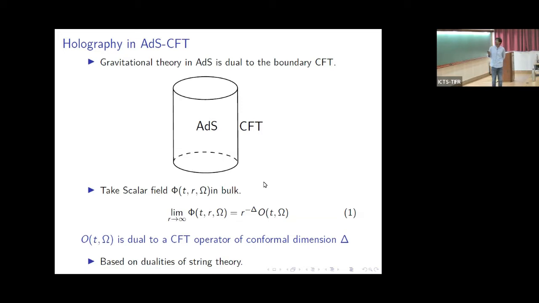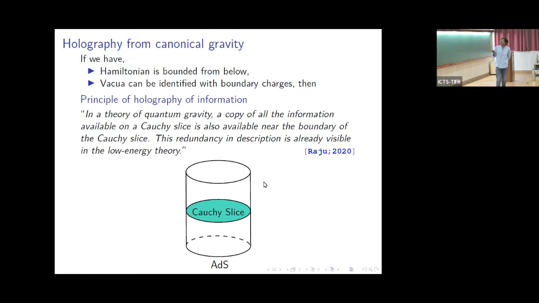But the point is, these AdS-CFT dualities are based on dualities of string theory, as Chandra already mentioned. So I will motivate how we can get holography from canonical gravity. If this condition is satisfied, that the Hamiltonian is bounded from below and our vacua can be identified with boundary charges, then we can already have some notion of holography within a low energy theory. We call it the principle of holography of information.